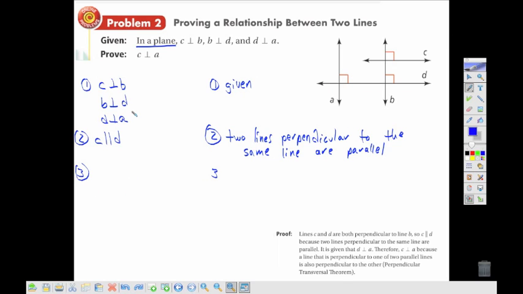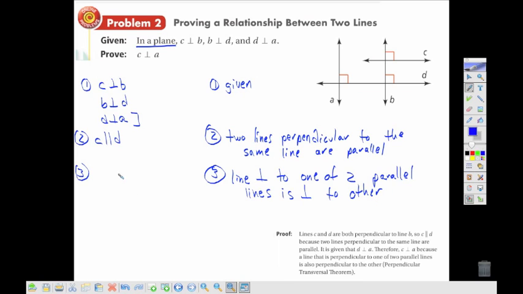We also know that D was perpendicular to A, and so putting that together with this one, if we know that a line perpendicular to one of two parallel lines is also perpendicular to the other, then we know that C must be perpendicular to A. And this is what we were trying to prove. Notice that rather than writing this out, we could have also used the shortcut, the perpendicular transversal theorem.